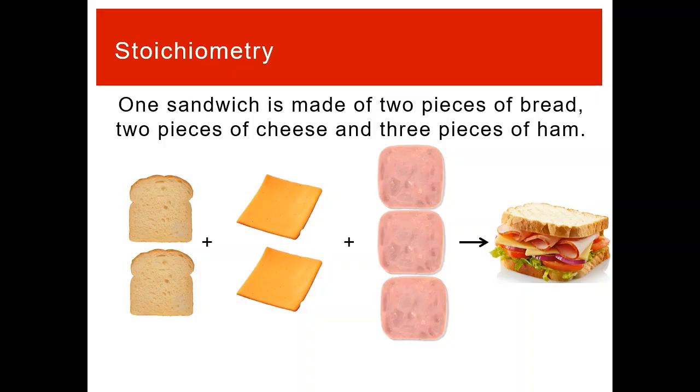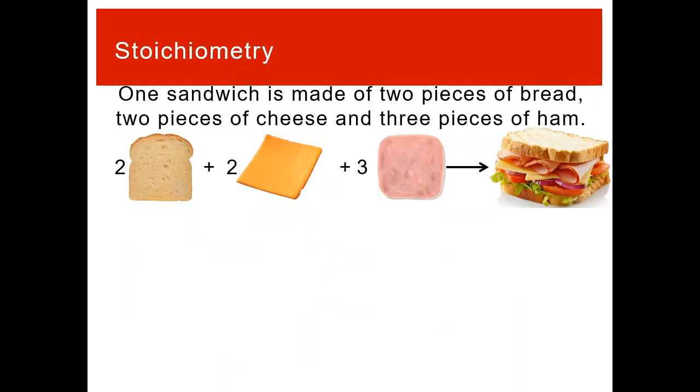So suppose you want to make a sandwich. And so one sandwich has a recipe. It is made of 2 pieces of bread, 2 pieces of cheese, and 3 pieces of ham. So these are your input ingredients, and you need a particular number of each of those ingredients to come together to make your sandwich. So we can see here would be all of my input ingredients and then all of my output sandwich.